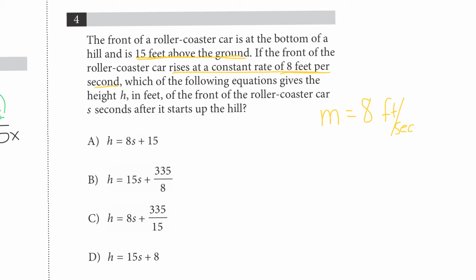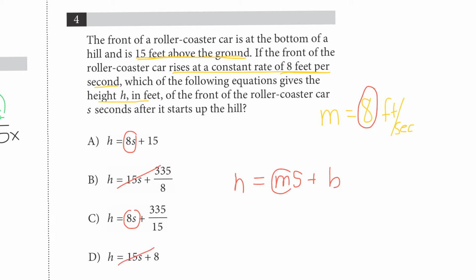Which of the following equations gives the height, h, in feet, in front of the roller coaster car s seconds after it starts up the hill? So we know that the slope here is 8. So we're looking for something that has a slope of 8. In this case, h is equal to the slope times s plus the y-intercept. So we know this is 8, so we've got 8 here, and we've got 8 there. And so it can't be that one, and it can't be that one.